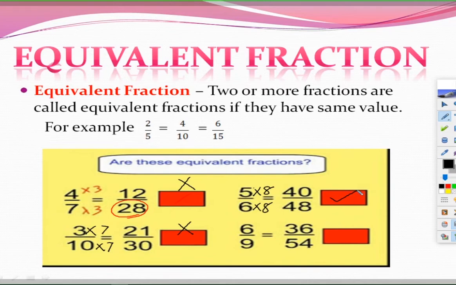Correct. Next, 6 by 9 equals 36 by 54. Again let us check. 9 into how much? 6. 6 into 6 is 36. 9 into 6 is 54. Yes, they are. It is an equivalent fraction.